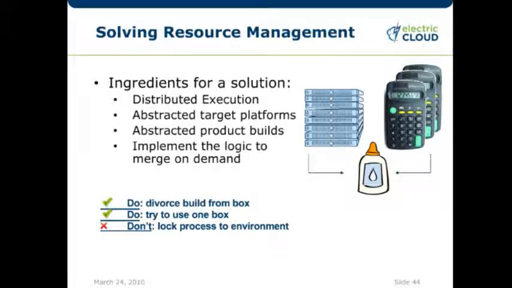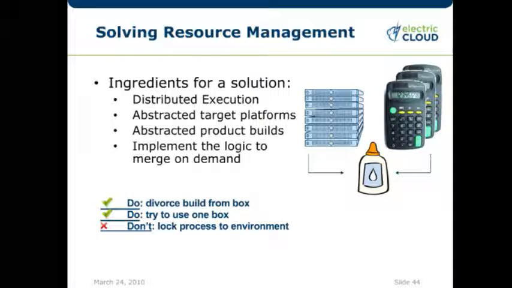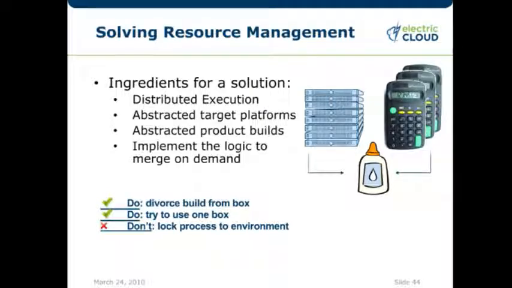So the big answer here is make sure that the harness can manage the resources and that there is an abstraction layer in the definition of what you're doing. So you're divorcing the build, test, function from the box. And try to use one box if you can. Try to be efficient and queue and see if you can share. If not, add more resources or have your software engine get more resources for you. Try not to lock things down.